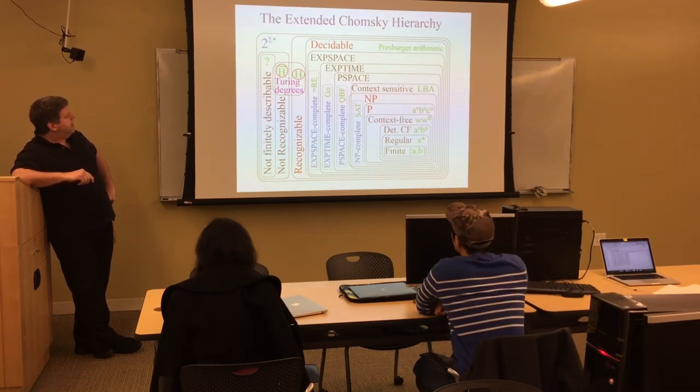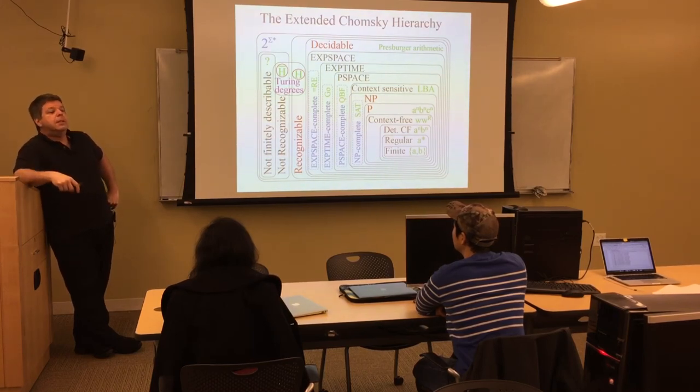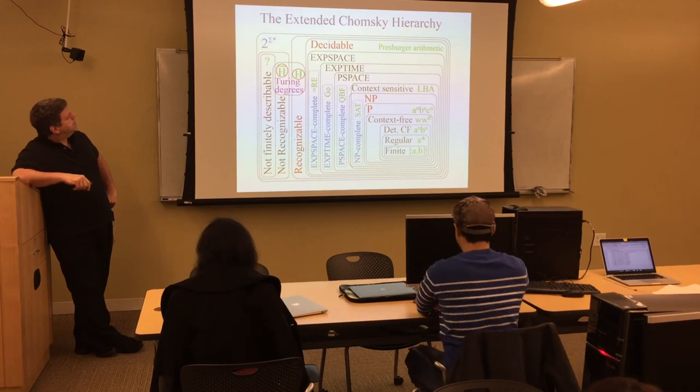And there are things that are not just not recognizable, but they're not even finitely describable right here. Those are even worse. Not only can you not solve them, you can't even describe them to begin with. It's worse than not being able to solve something. It's not even being able to state the problem in finite terms. Right? That's how complicated that is. And there's a whole bunch of things here that are called Turing degrees, and we haven't talked about that yet, but maybe we will at some point.